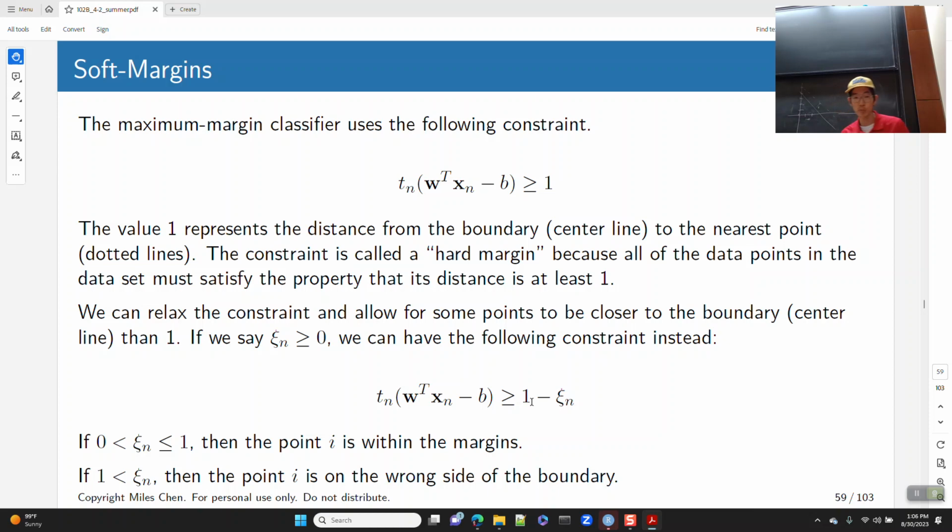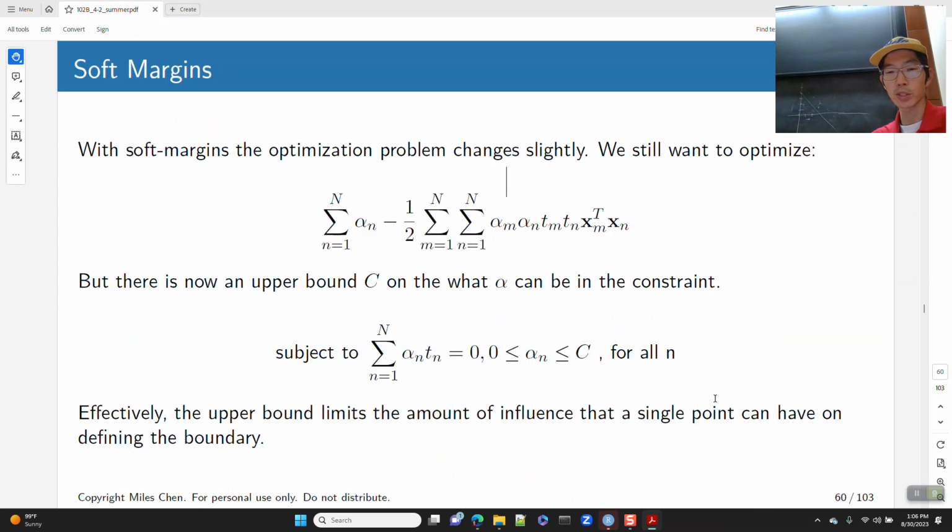Okay, and that would be if, what is this, xi? Okay, if xi for that one point is something greater than 0, then that point is inside the margin. And if xi is greater than 1, it's actually on the wrong side of the boundary. And so we're going to allow for that. We're going to allow for things to end up on the wrong side of the margin.